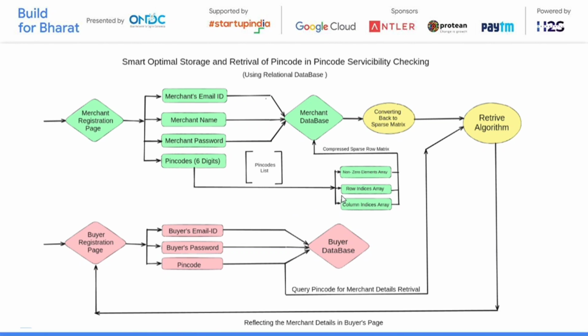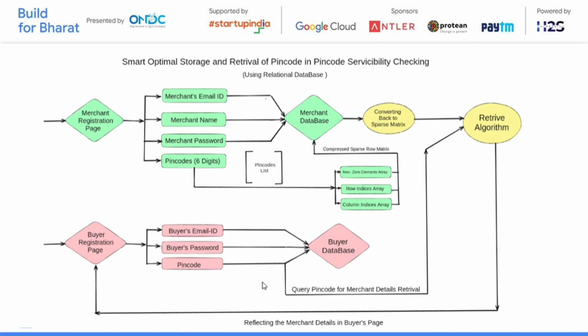Now this list is then separated into three parts: an array of non-zero elements in the pin code, row indices of the non-zero elements, which is also stored as an array, and the column indices of the non-zero elements of the pin code, which is again stored as an array. And all this data, that is the email ID, name, password, and the pin codes entered, are together stored in a merchant database, and this data is converted to a sparse matrix.